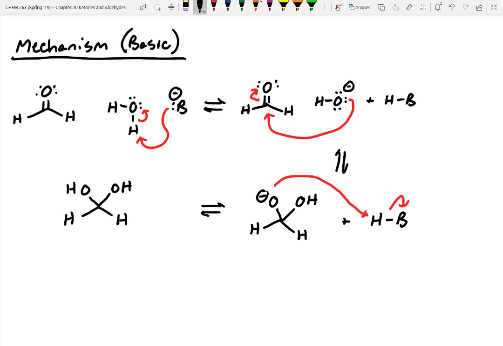Does that make sense? So the same thing is true here, where our base is catalytic because at the very end, we spit out our base with the negative charge. So we could just make a note that our base is catalytic.